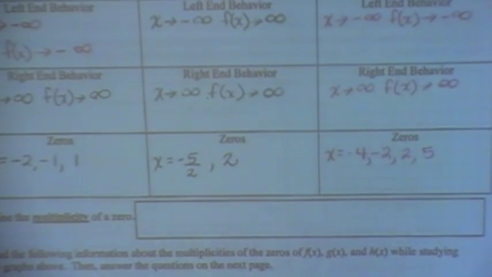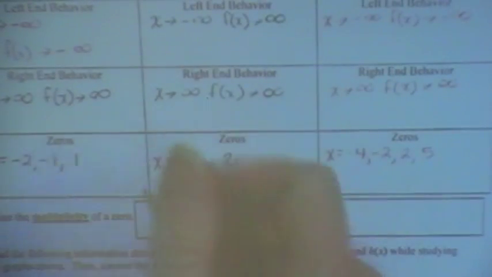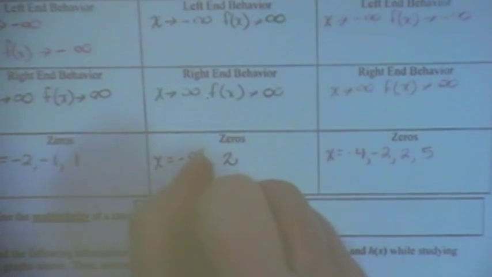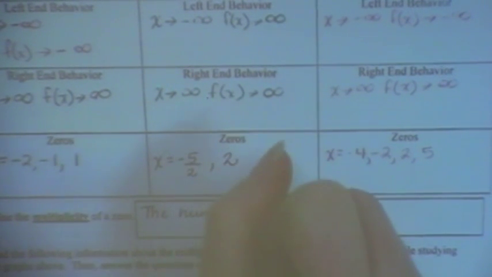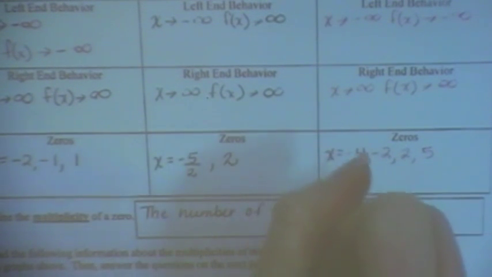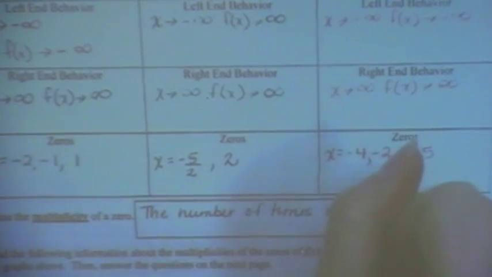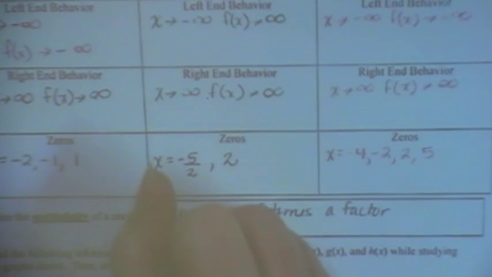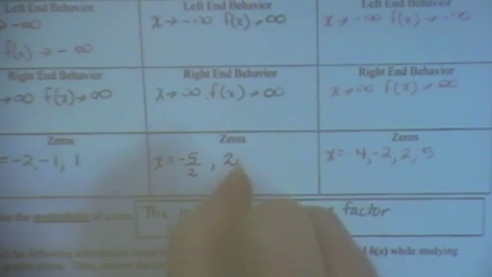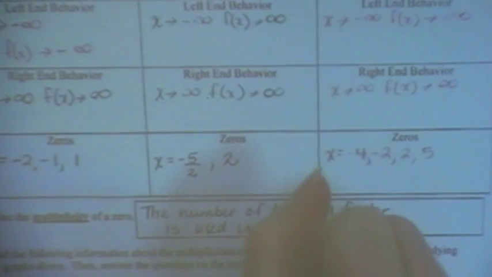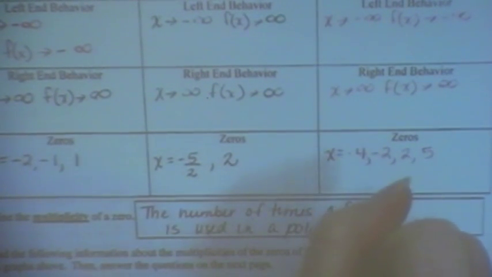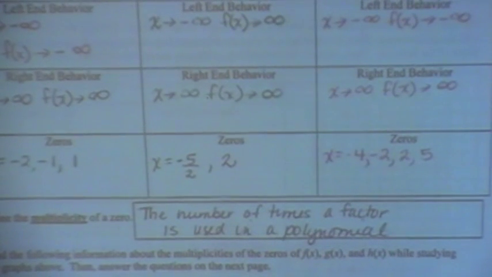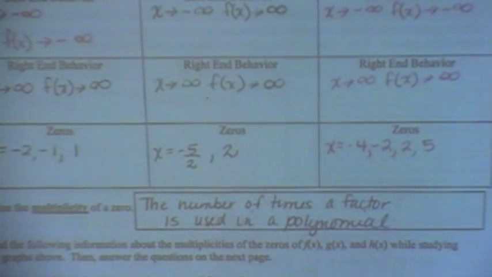Alright, so now where we're going is to talk about when we have multiple roots, or what they call multiplicities of a zero. So multiplicity is the number of times a factor is used in a polynomial.